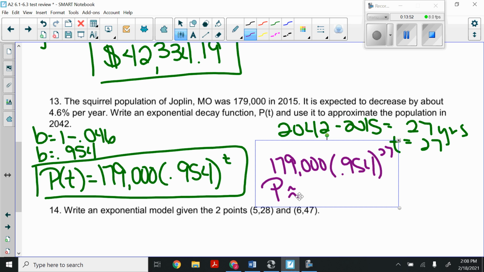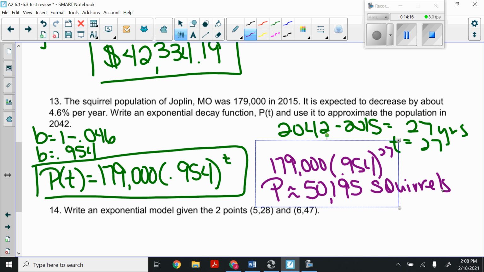And again it says approximate the population. We want whole numbers here, so we're going to round this to approximately 50,195. Let's see, our units are squirrels. So in 2042, Joplin, Missouri will have approximately 50,195 squirrels.